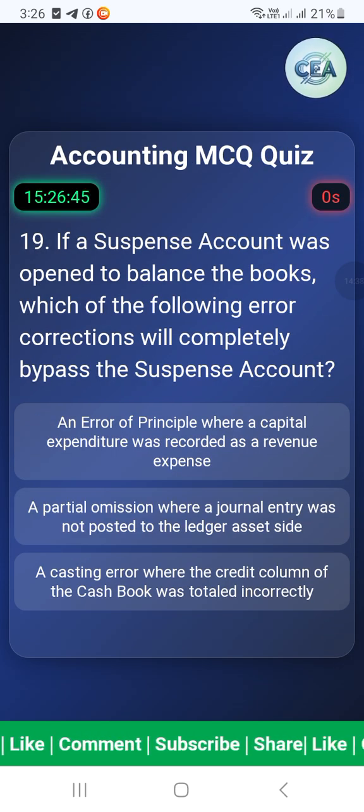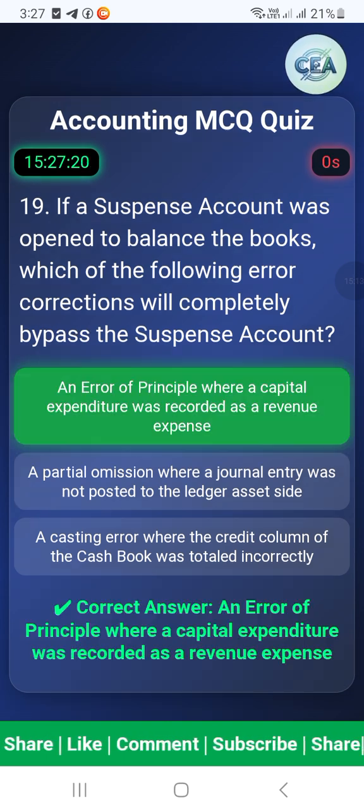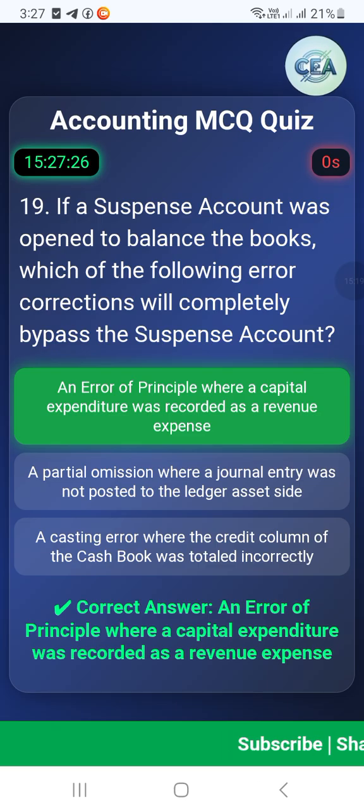19. If a suspense account was opened to balance the books, which of the following error corrections will completely bypass the suspense account? Option 1. An error of principle where a capital expenditure was recorded as a revenue expense. Option 2. A partial omission where a journal entry was not posted to the ledger asset side. Option 3. A casting error where the credit column of the cash book was totaled incorrectly. Correct answer is an error of principle where a capital expenditure was recorded as a revenue expense.